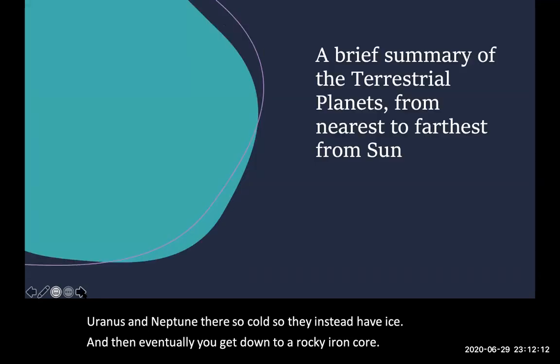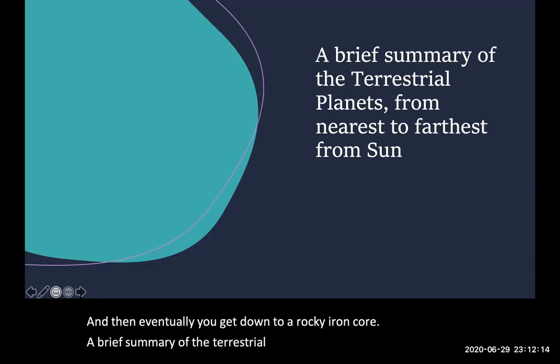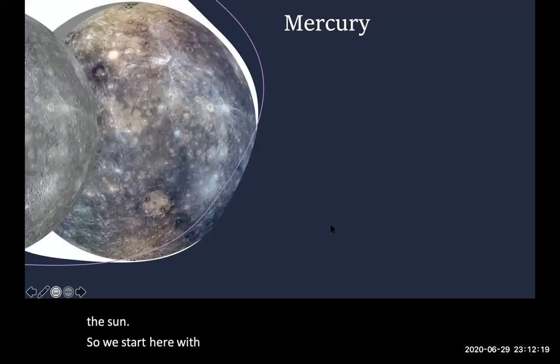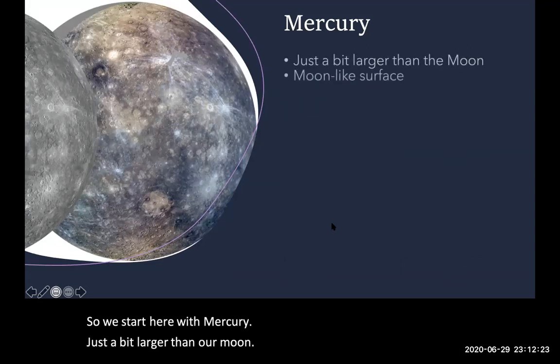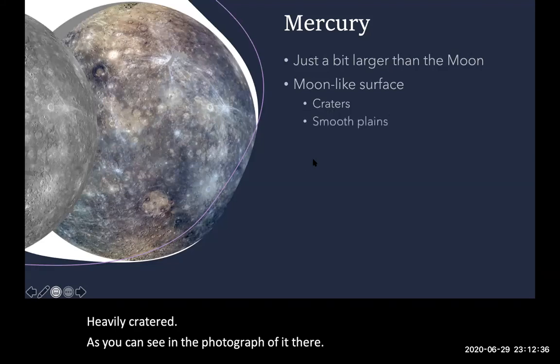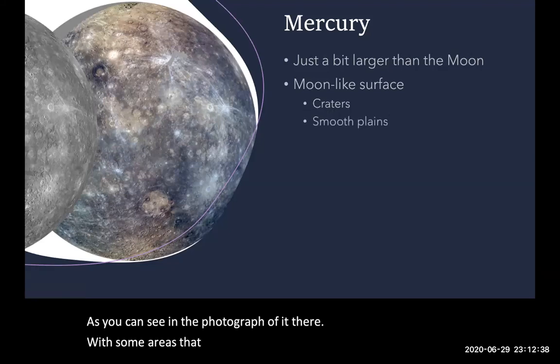A brief summary of the terrestrial planets from nearest to farthest from the sun. So we start here with Mercury, just a bit larger than our moon. It has a moon-like surface, heavily cratered, as you can see in the photograph of it there, with some areas that are smoothed out, and essentially no atmosphere.